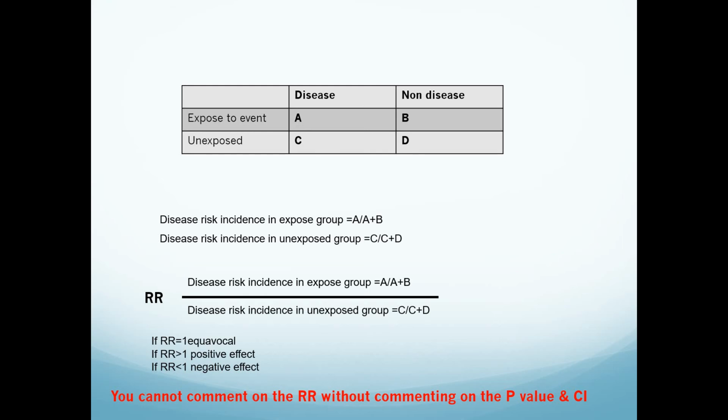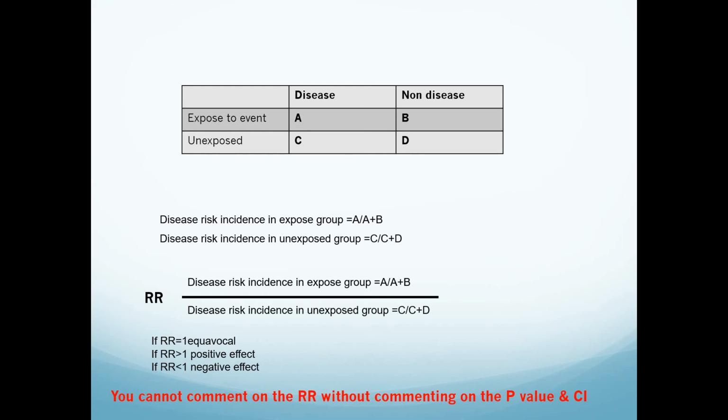If the relative risk is more than 1, it can be either positive or negative. And if the relative risk is less than 1, it can be negative or positive. We will explain more in the two examples which you will see. You cannot comment on the relative risk without commenting on the p-value and the confidence interval.